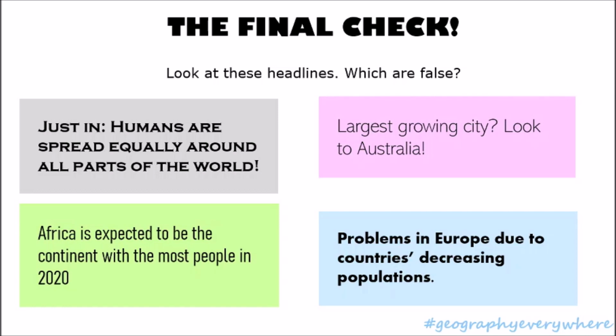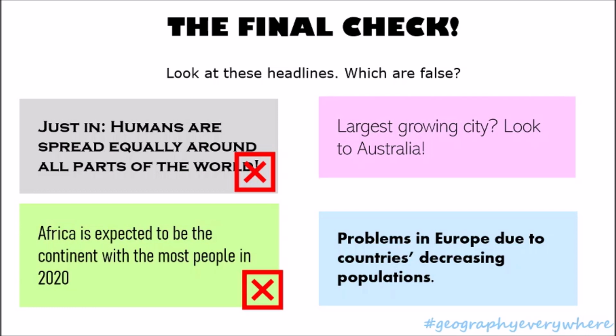Okay, just in, humans are spread equally around all parts of the world. That's not true. Humans are spread unequally in different parts of the world. Africa is expected to be the continent with the most people in 2020. That's not true. Asia's the continent with most people in 2020. It still has almost 2/3 of the world's population.